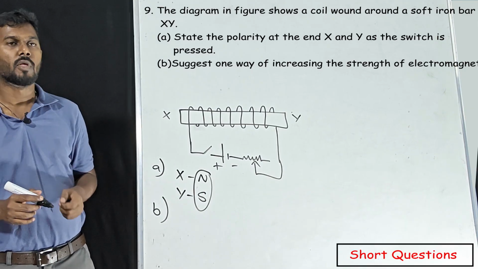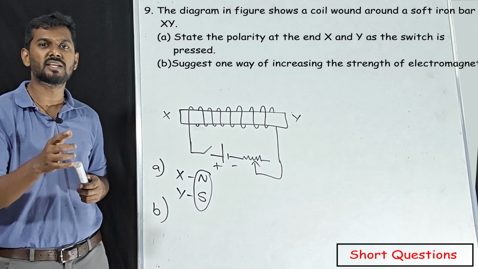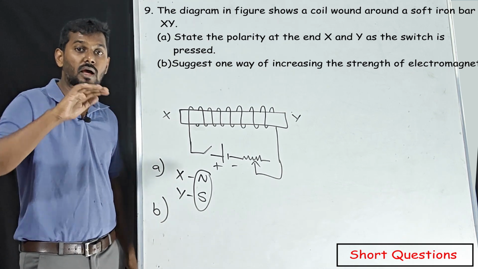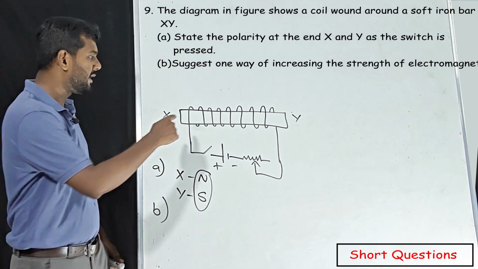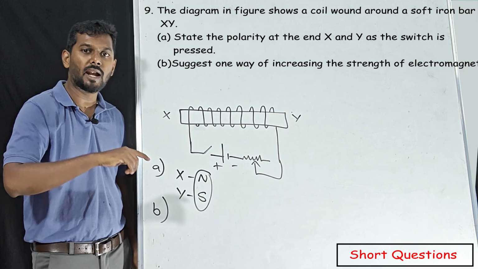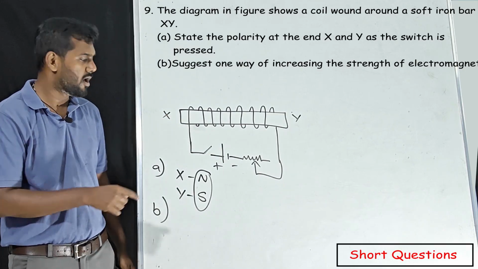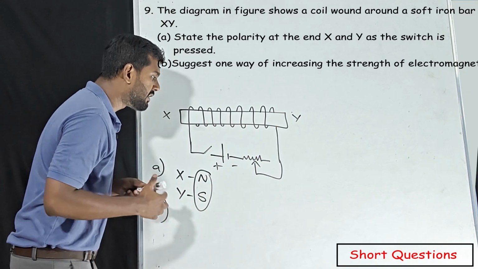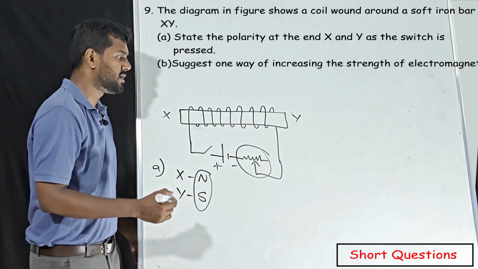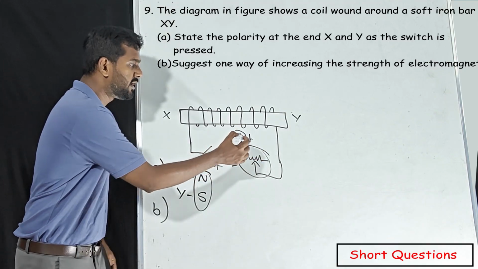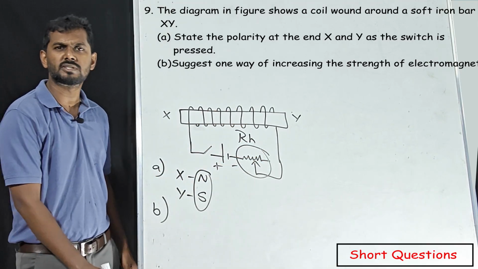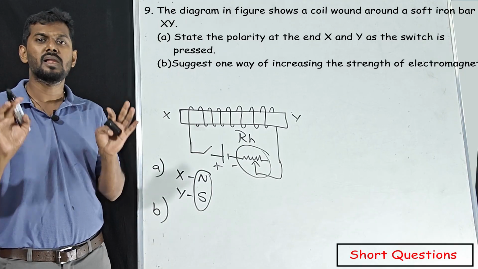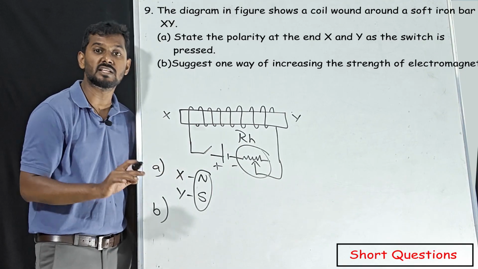Then one more question: suggest one way to increase the magnetic field in a coil. We know how to increase the magnetic field by increasing the number of turns, and by increasing the current in the circuit. But here the important thing is they have given a rheostat. This is RH, rheostat. What do you mean by rheostat? It is nothing but a variable resistance. We can vary the resistance.